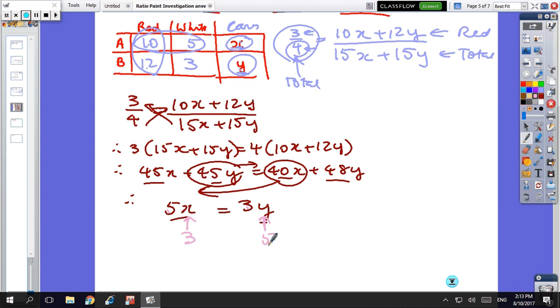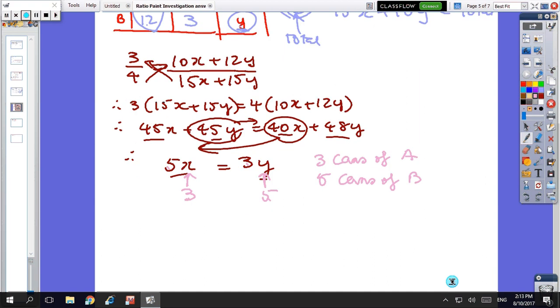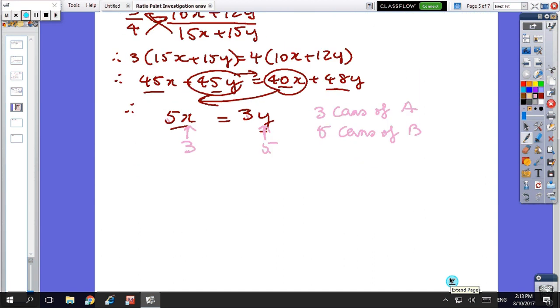So there's an infinite number of answers, but the smallest one is 3 cans of A and 5 cans of B will give you your tint. And if you want to just check that out, so 3 cans of A and 5 cans of B with the red and the white.